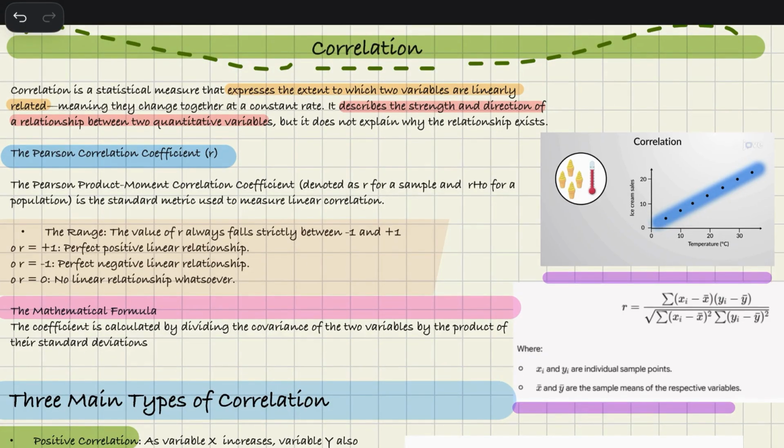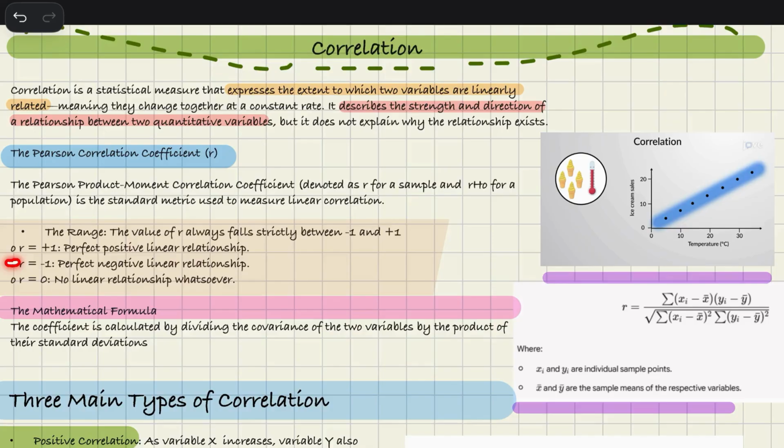To measure this linear relationship mathematically, we use the standard metric called the Pearson product moment correlation coefficient. In our sample formulas, we denote it as lowercase r. The beauty of Pearson's r is that it is a standardized metric. No matter what units we are measuring, kilograms, dollars or seconds, the value of r always falls strictly between -1 and +1. So let's memorize the three anchor points for the exam.